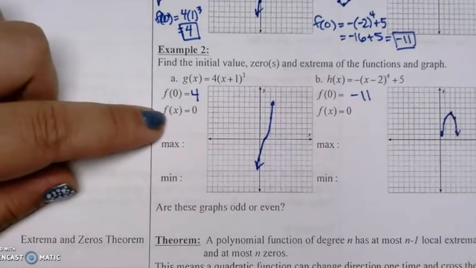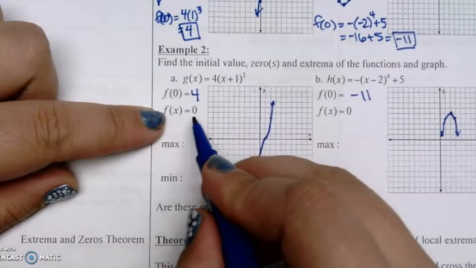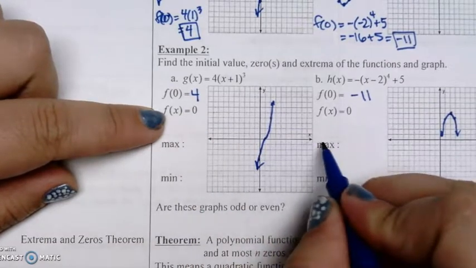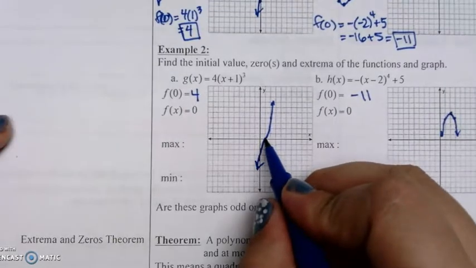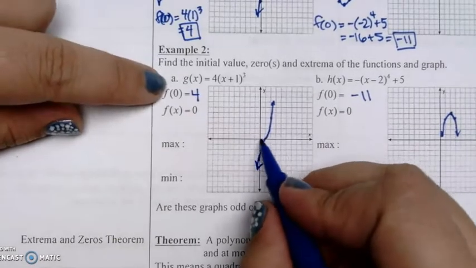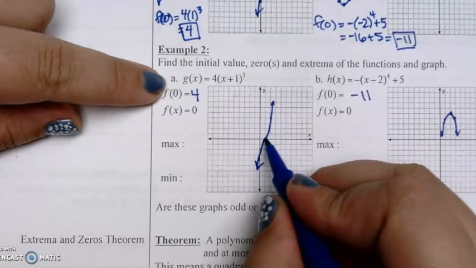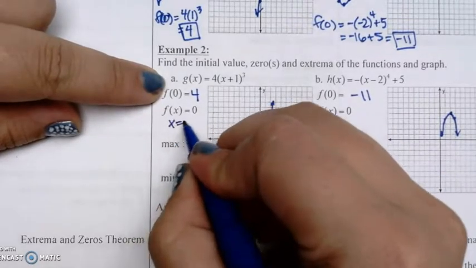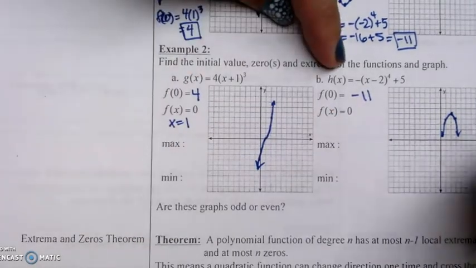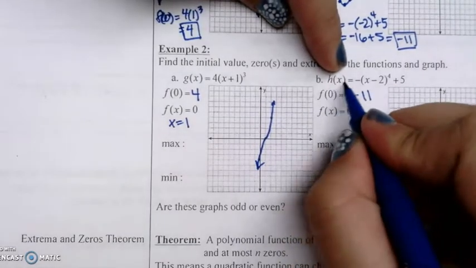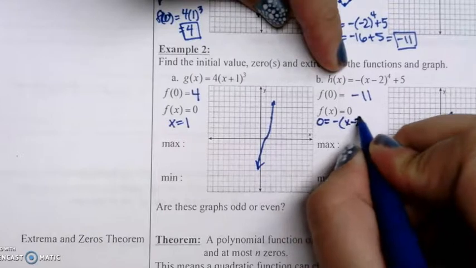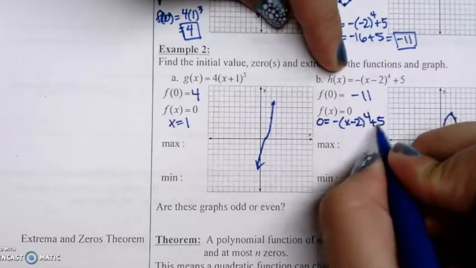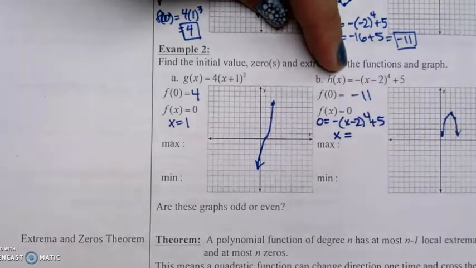Okay, now f of x equals 0. This means when y is 0. Y is 0 on the x-axis, so I'm looking for my x-intercept. So I have two ways to do this. The first way is to look at my graph and say this has an x-intercept of 1, x equals 1. The second way is if I actually let h of x become 0. So 0 equals negative x minus 2 to the fourth plus 5, and I want the x value.